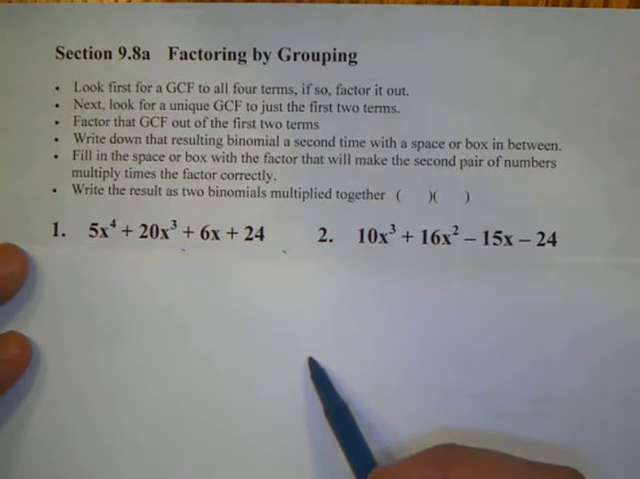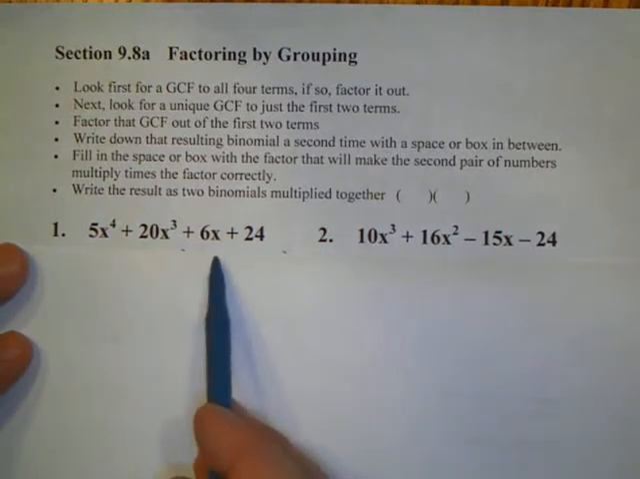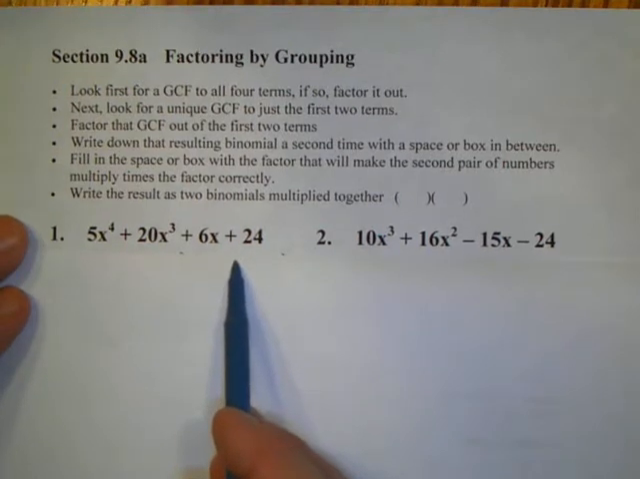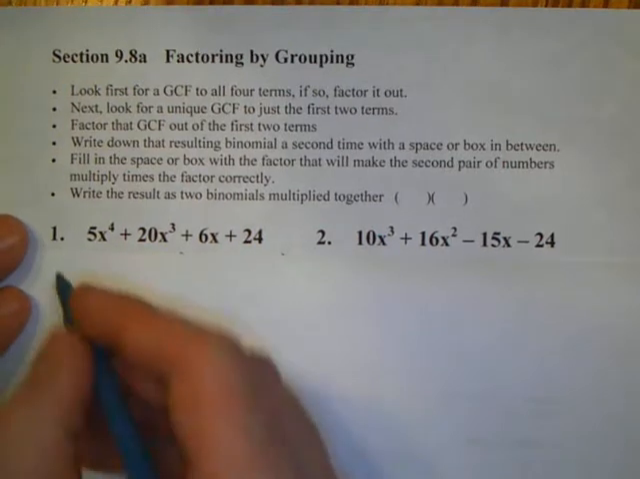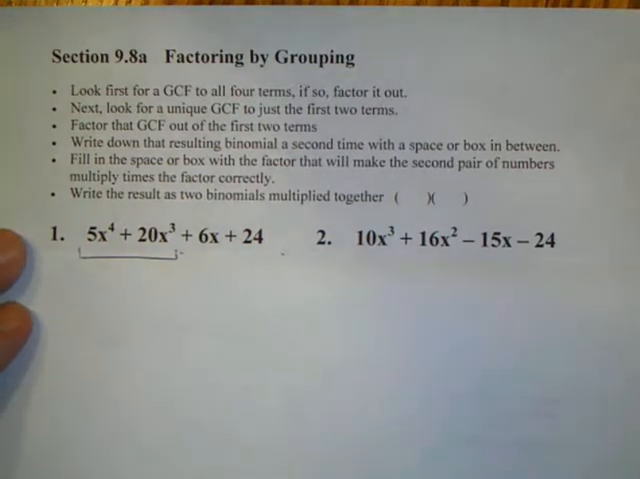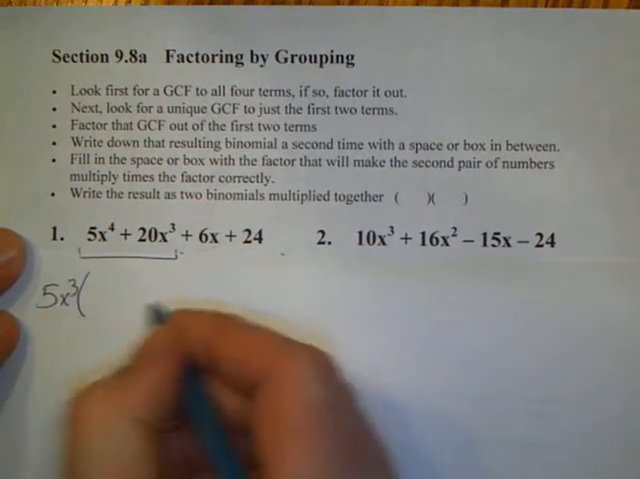So as we examine our first problem, we look at the 5x to the fourth, and the 20x cubed, and the 6x, and the 24, and we try to say, is there a GCF that goes into all four of these? Well, in this case, there's not. So then we just look at the first two terms and we say, is there a GCF that goes into those two? Well, that GCF is 5x cubed, so we're going to write that out front.